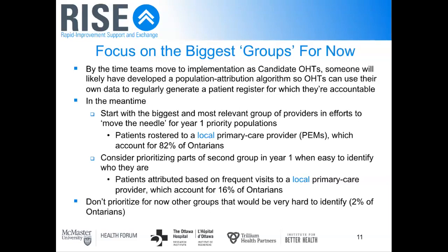And just to emphasize that, this is a journey and we need some practical ways forward, and focusing on looking at your attributed population and then really narrowing down on some of the PEMs in your local network as a way to get started. It seems entirely sensible to most OHTs.